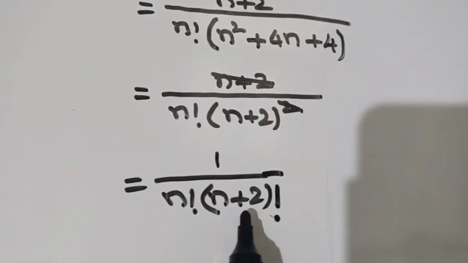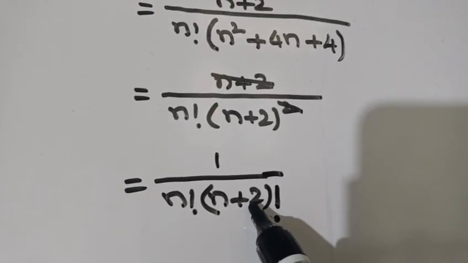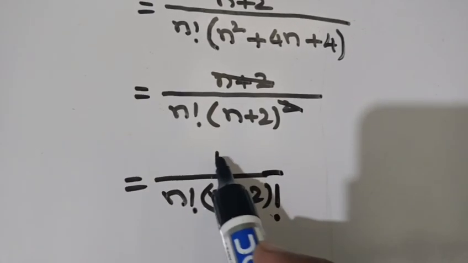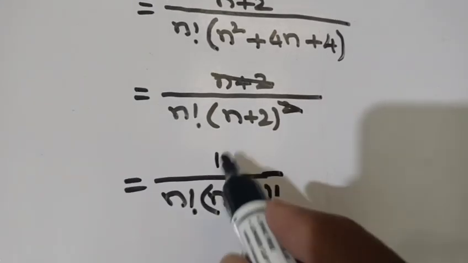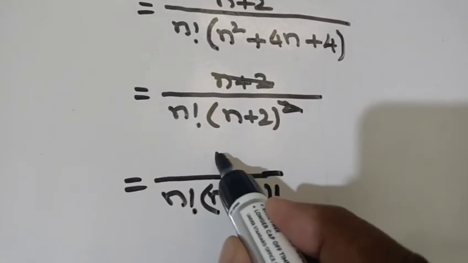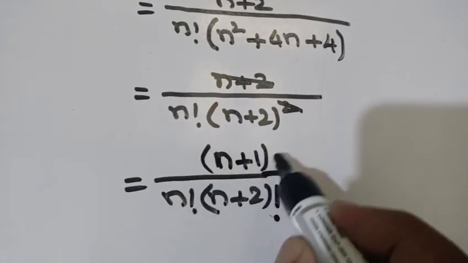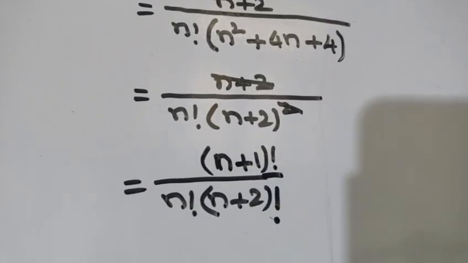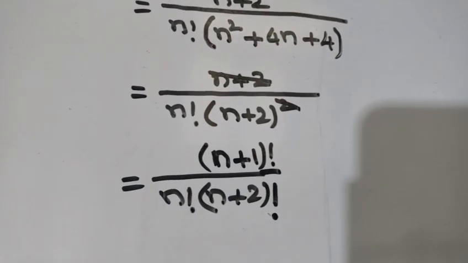This is the idea I have. And now that means I have multiplied the denominator by n plus 1 factorial. So at the same time I have to multiply this numerator also by n plus 1 factorial. So now multiplying both numerator and denominator by n plus 1 factorial, I got this one: n plus 1 factorial divided by n factorial times n plus 2 factorial.